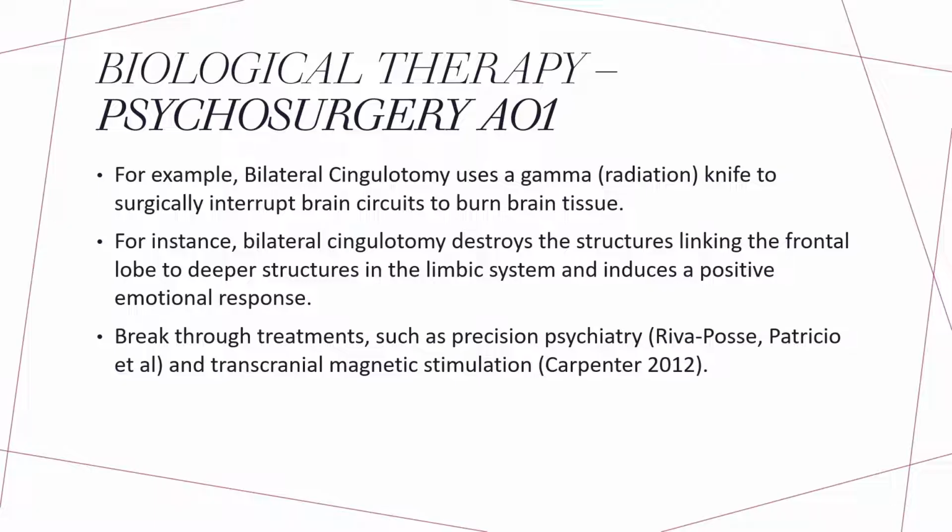For example, bilateral cingulotomy uses a gamma, so a radiation knife, to surgically interrupt brain circuits to burn brain tissue. For instance, bilateral cingulotomy destroys the structures linking the frontal lobe to deeper structures in the limbic system and induces a positive emotional response. There are also other breakthrough treatments such as precision psychiatry, which is verified by Riva Posse, Patricio et al., and transcranial magnetic stimulation, which is verified by Carpenter 2012. These I don't think you'll learn in class, but it's just extra things that you can put in, and they'll be useful for your neuroscience debate as well.